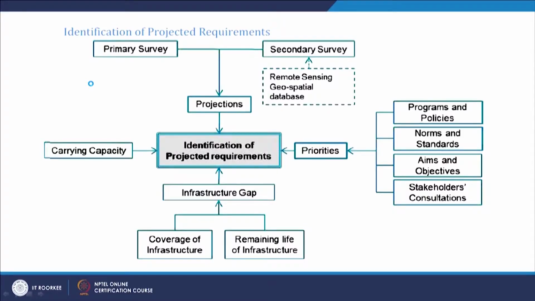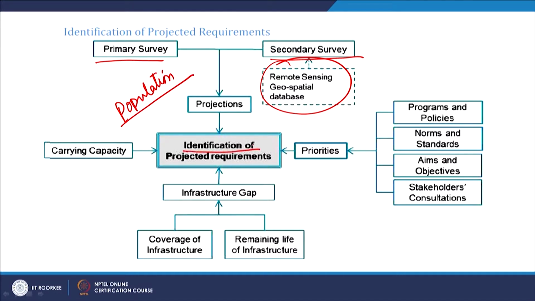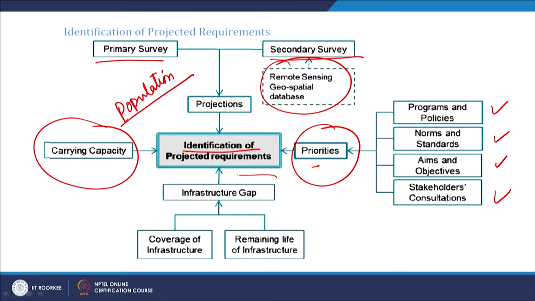So, this stage denotes how the projected requirements are assessed at the urban local body level based on the primary surveys and the secondary surveys. Using remote sensing and geospatial databases, we make the projection of the population and based on that we identify the projected requirement in terms of each and every related infrastructure. Then we also discuss the priorities and the carrying capacity of the municipality or the city as such, and for deciding the priorities these are the guiding factors, and we understand the infrastructure gap based on that. The coverage of the infrastructure and the life cycle of the existing infrastructure should also be taken care of. So, the ultimate objective of this stage is the identification of the projected requirement for the projected population.